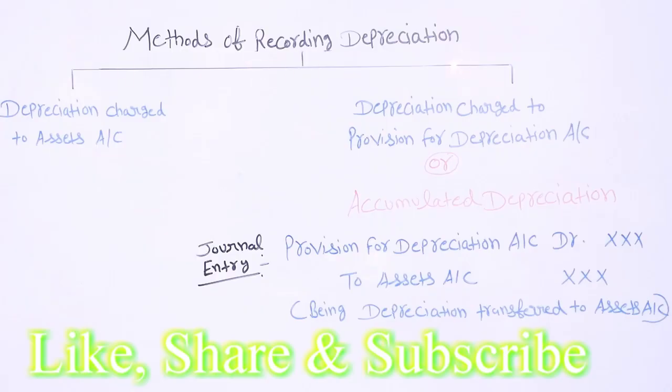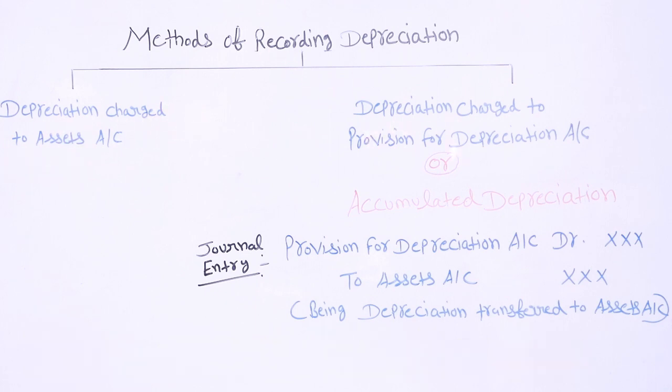Methods of recording depreciation. First method is depreciation charged to assets account. Second method is depreciation charged to provision for depreciation account or accumulated depreciation. In the first method, we charge depreciation directly to the assets account, whereas in the second method, instead of charging depreciation to the assets account, we charge depreciation to the provision for depreciation account. Assets account always appears at its original cost. The balance on the credit side of provision for depreciation account shows the total amount of depreciation accumulated to date.